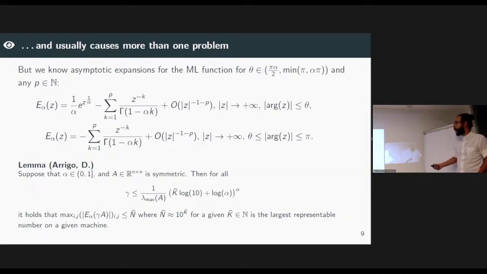We have already seen this in the plenary this morning. But the idea is that you can use the asymptotic expansion for the Mittag-Leffler function to also find a value of gamma that actually permits you to compute these quantities on the machine you have. So if you have a machine that can represent at most this number, you can choose an apt value of gamma to obtain a number representable on your machine.